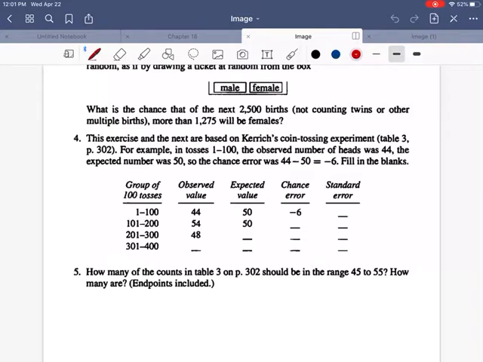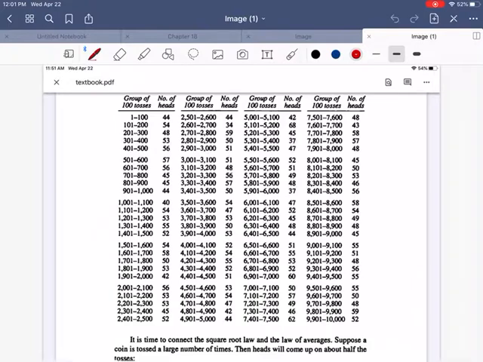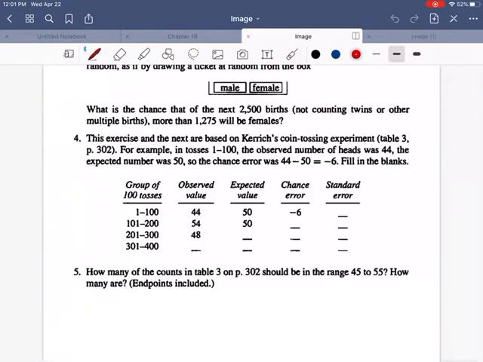Okay, so Jaden, problem 4 says this exercise and the next are based on Carrick's coin tossing experiment, which can be found on the previous page. So this table right here. We need to fill in the blanks. So we've got in tosses 1 through 100, the observed number of heads was 44, whereas the expected was 50. So the chance error is how far away the observed is from what we expected it to be. So we just need to fill in the blanks on all of these.